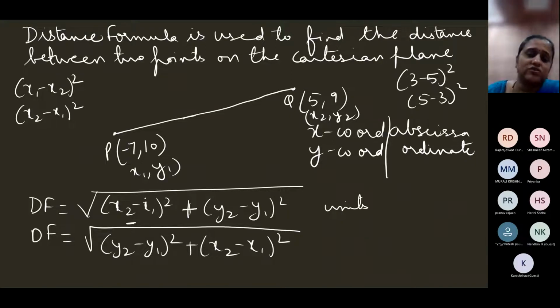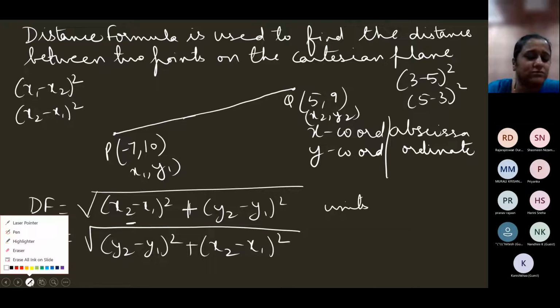Okay, so this is the distance formula, which is used to find the distance between 2 points or the length of a line segment in the Cartesian plane. So this is the distance formula. You don't have to write it because you've already learned it in school, so you know this. So that's about the distance formula. Now the section formula.